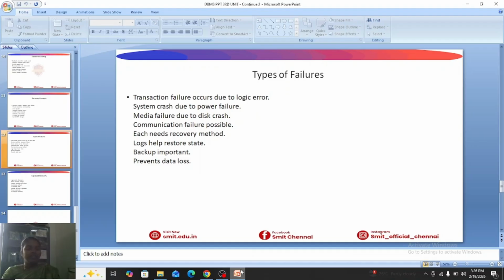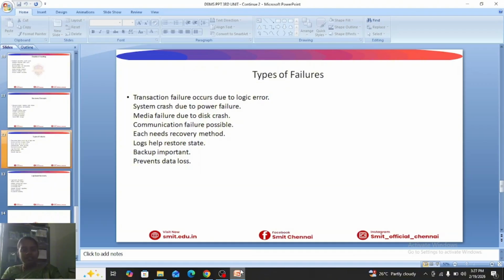Transaction failure: when it occurs, the transaction cannot complete successfully. It is caused by logical errors, invalid input, integrity constraint violations, deadlock, and insufficient resources. Example: if a transaction violates a primary key constraint, it is rolled back. Only the transaction is affected, and the database remains consistent after rollback.